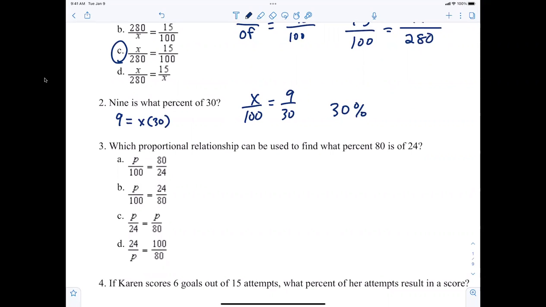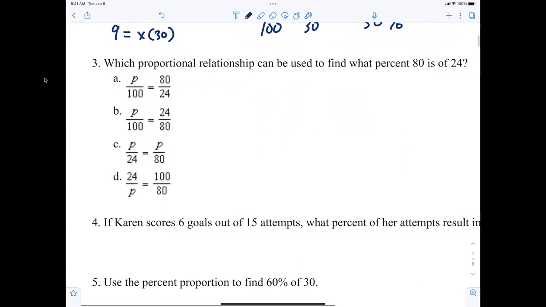Because it's like the what is equal. What is the variable? Is is the equal, of is the multiplication. That's how I like to do it. I did 9 equals X times 30. Yeah, and then you divide by 30, right? So did you get 30%? 9 divided by 30 is 0.3. And then I did times 100 to get 30.